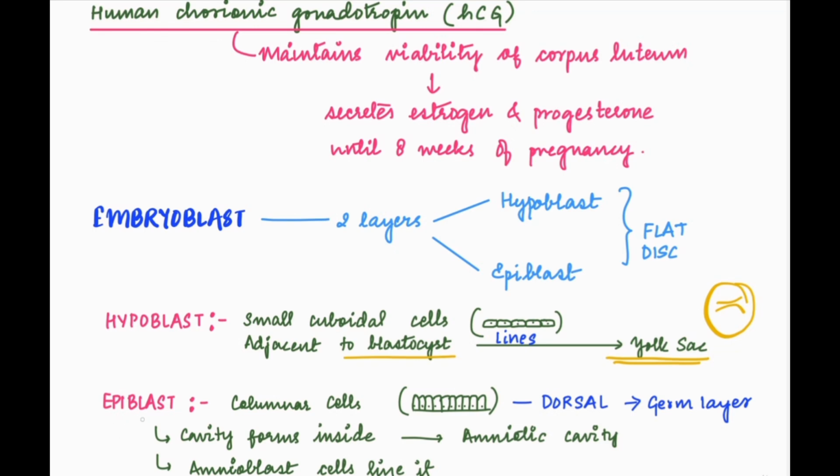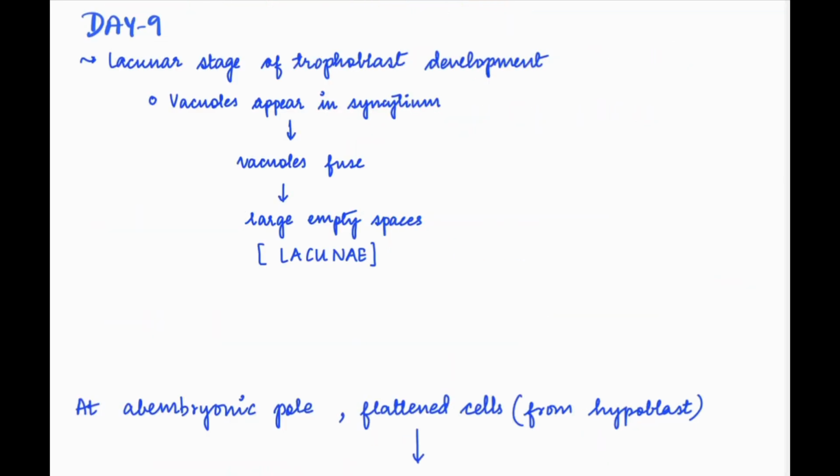Further, the epiblast layer of the embryoblast has columnar cells in it. It's present in the dorsum of the embryo and it forms the germ layers. This epiblast forms a cavity. This cavity is nothing but the amniotic cavity, and since it forms the amniotic cavity, your amniotic cavity is lined by amnioblast cells, which are also a part of the epiblast.